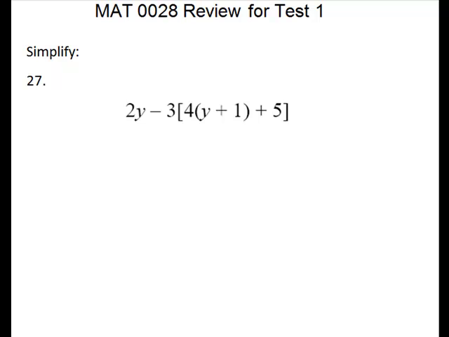Problem 27 has nested grouping symbols. So we're going to start at the innermost set. We can't do anything inside with the y plus 1. They're not like terms, so we're going to distribute. We just go to the next piece. So only the 4 applies to the parentheses. So 4 times y is 4y. 4 times 1 is plus 4. Parentheses comes off, but not the brackets. Most common error is dropping brackets too soon.